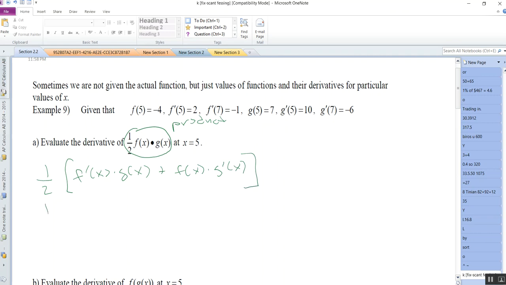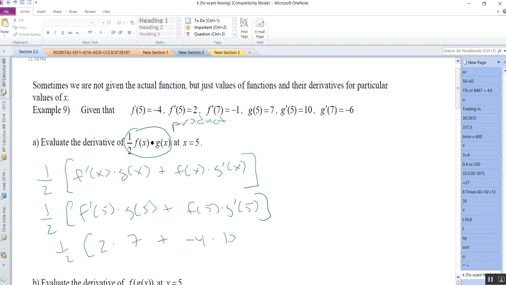And if we plug in 5, you have f prime of 5 times g of 5 plus f of 5 times g prime of 5. F prime of 5 we know is 2. G of 5 we know is 7. F of 5 we know is -4. And g prime of 5 we know is 10. Work it all out. You get 1/2 times 14 plus -40. Half of -26. And of course, we got ourselves -13.